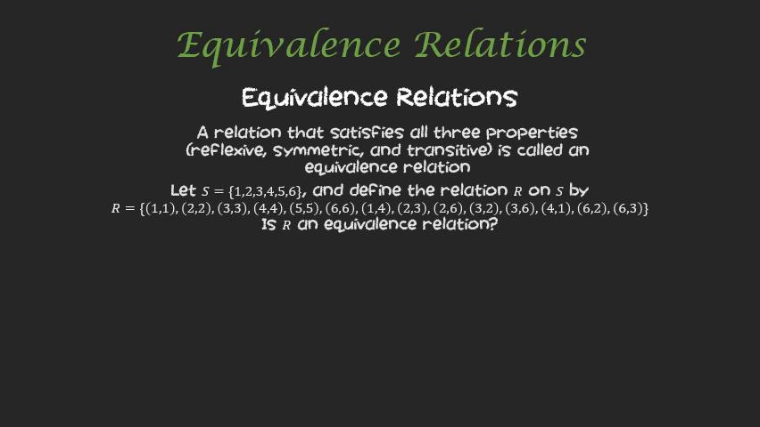We're given this set S, the integers between 1 and 6 inclusive, and we'll define the relation R on S by just listing the elements of the relation. So here we have this relation. Those are all the elements that are related to one another. How can we tell if R is an equivalence relation?